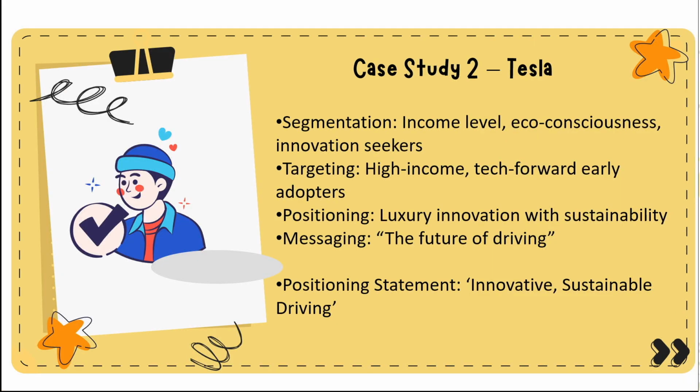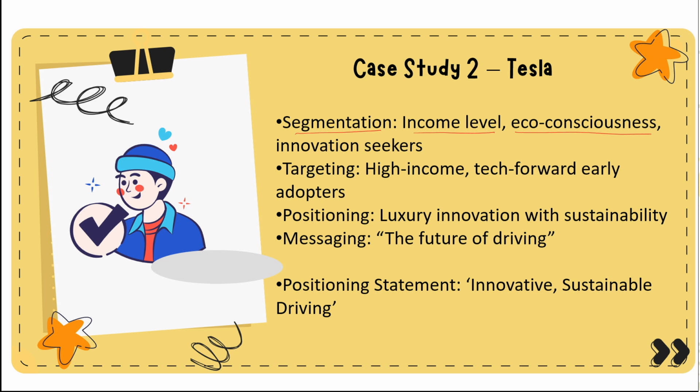Now take case study 2, Tesla, ruling the EV segment across the globe, not present in India, but still we may consider the example of Tesla. What segmentation did they identify? They identified income level, a consideration related to demography. They identified eco-consciousness, which is related to psychography.